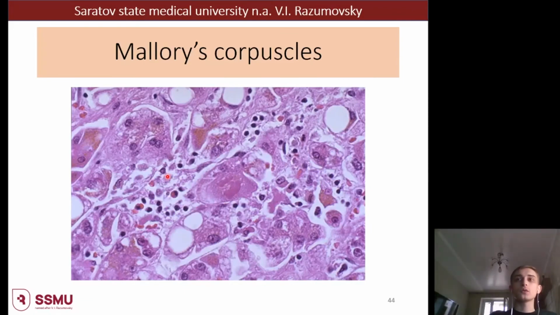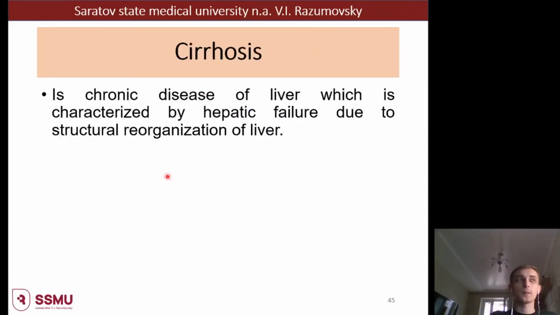You should prevent development of it in your patients by speaking with them, and you should give them information about why alcoholism is dangerous for their health.